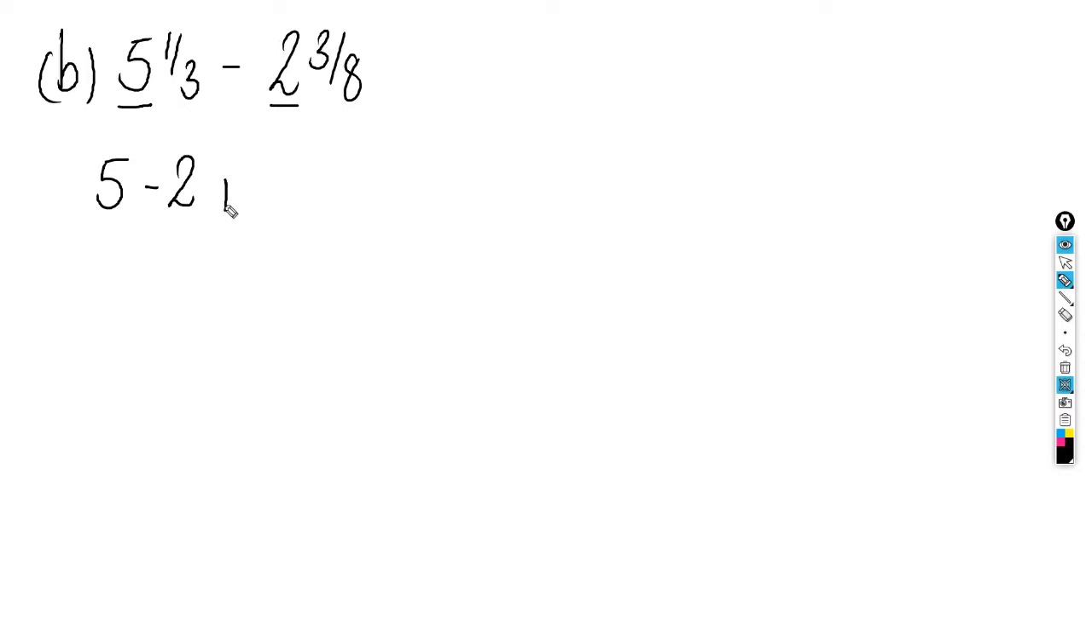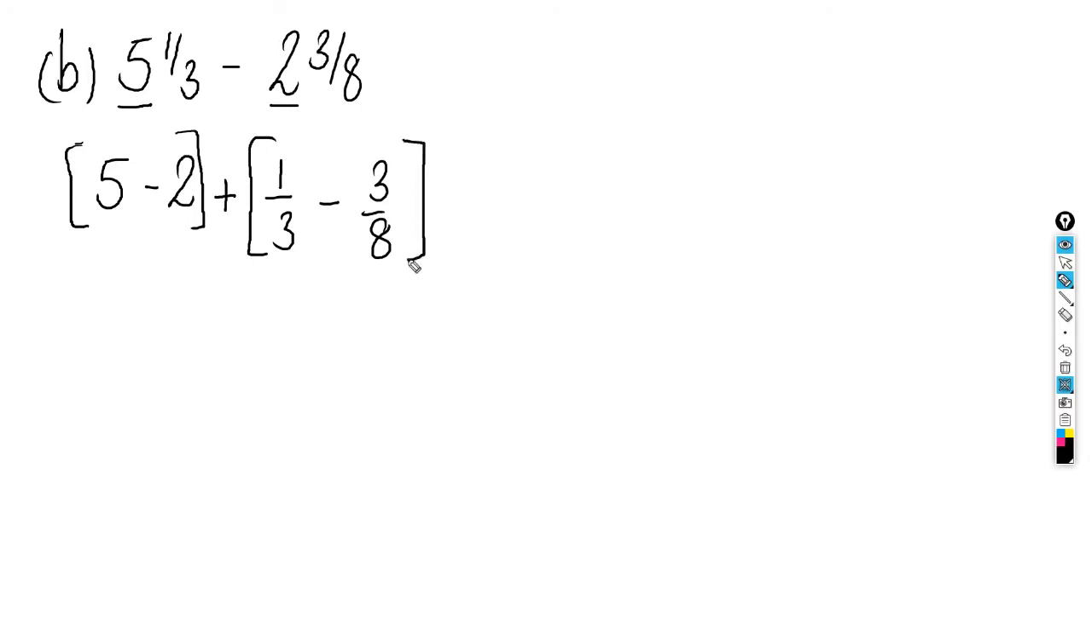So we're going to put a plus here, right? Plus 1 over 3 minus 3 over 8, okay? Right, so you notice we subtract the whole numbers first, and then we add it to the subtraction of the fractions. Okay, so we deal with the whole numbers by themselves, and we deal with the fractions by themselves. Okay, so we're going to end up getting 5 minus 2 gives us 3, plus this 1 over 3 minus the 3 over 8.